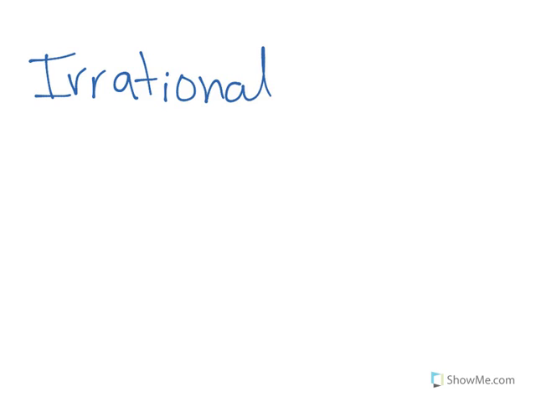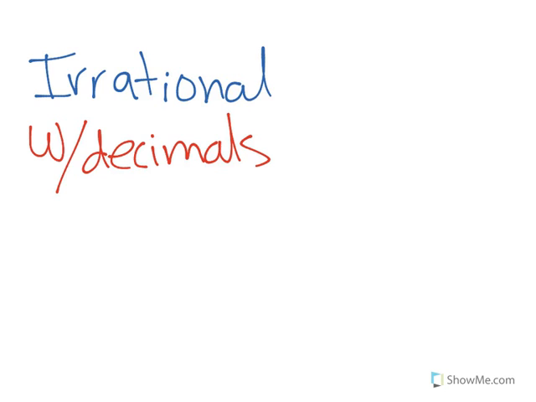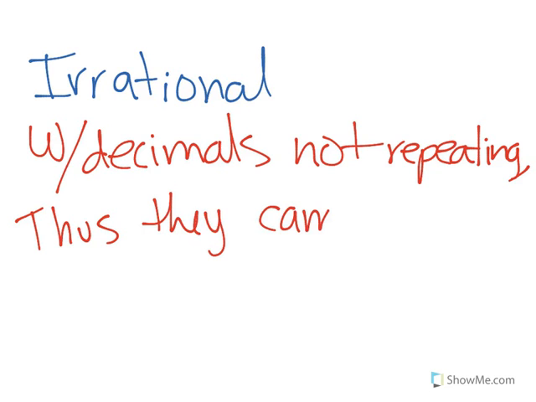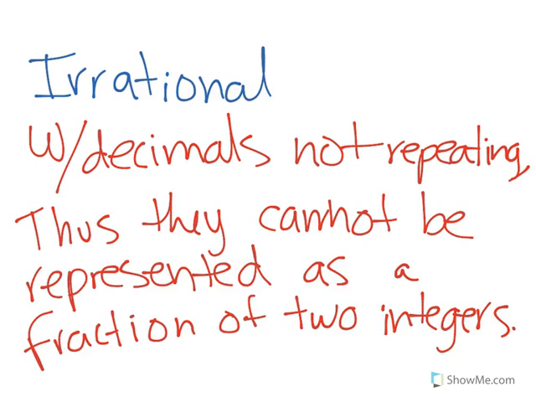But now let's look at irrational numbers. So irrational numbers are kind of the opposite to rational numbers. They are numbers with decimals, but decimals that are not repeating, thus they cannot be represented as the fraction of two integers. The most well-known example of an irrational number is actually pi.